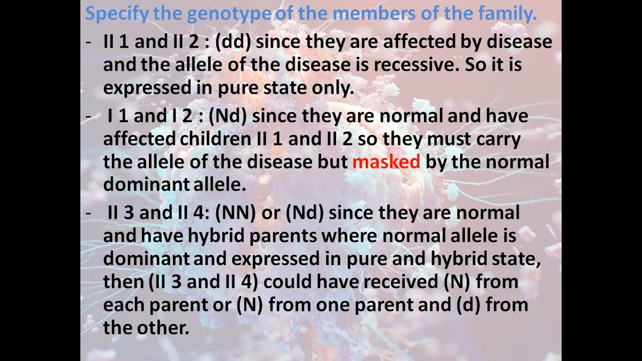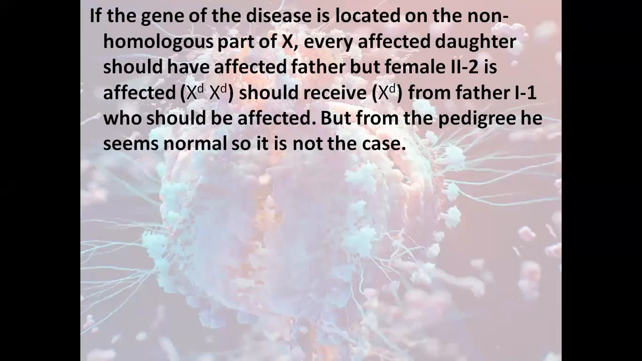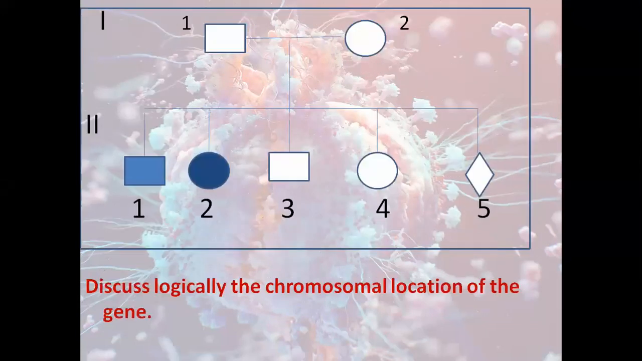The parents are Nd. Why? They are normal, but they gave birth to infected children 2-1 and 2-2. So the allele of the disease was masked in the parents. It's recessive with respect to the normal dominant allele. Here 2-3 and 2-4, according to the pedigree, they can be either NN or Nd.